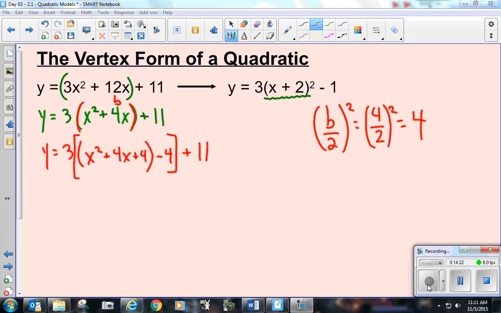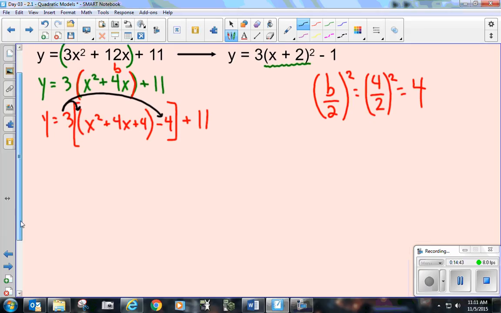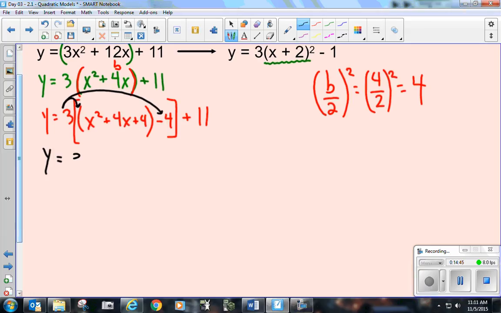Okay? So what did I do? I factored out the 3, which kept it the same, because if I multiply it back in, it's the same thing. I added 4 and subtracted 4, which is like adding 0. Still the same. So now, I'm going to distribute this 3 to everything in square brackets. In front of here, and to that. Okay? So y equals 3 times x squared plus 4x plus 4 minus 3 times 4 is 12 plus 11. All right?